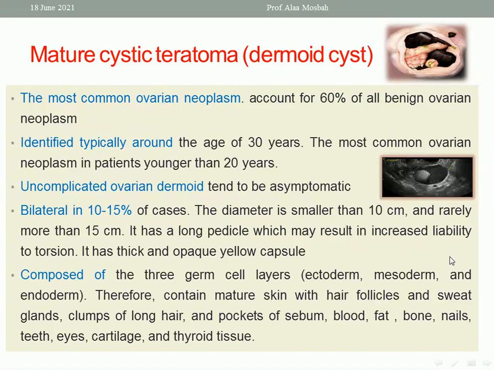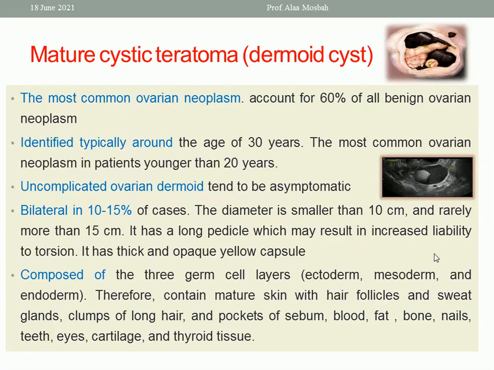It has a long pedicle, and this long pedicle is liable for torsion. That's why dermoid cyst is liable for torsion, and this is one of the complications of benign ovarian neoplasm. And because of the long pedicle, you can see the ovarian dermoid cyst anterior to the uterus because of this long pedicle.